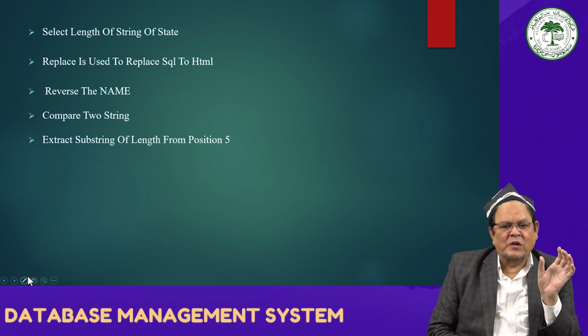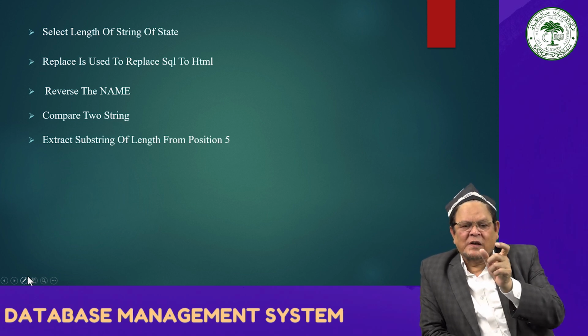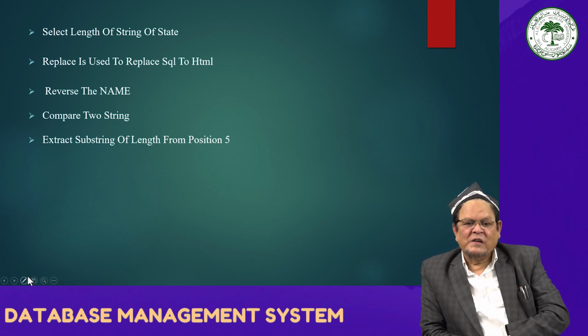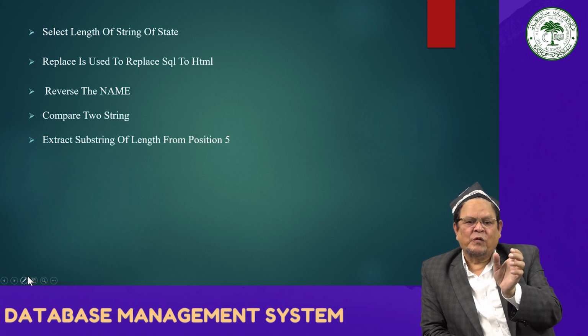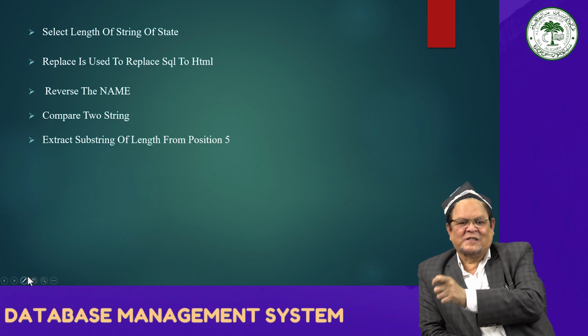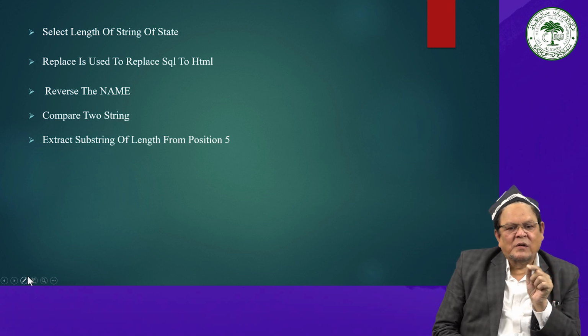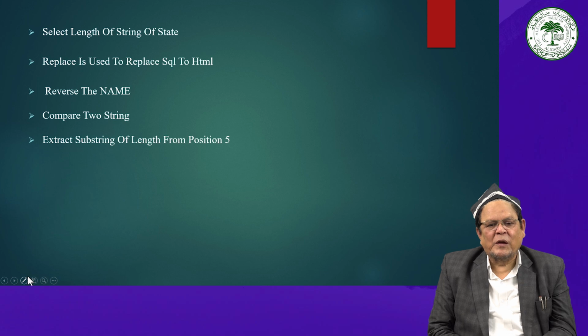Suppose my name is Ubaidullah. So database management, database system. There are 9 characters in database. I want to know only from position 5. Database. It will start from base. If you give position 5, it will show the base.